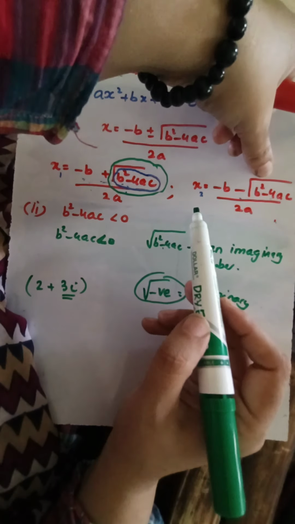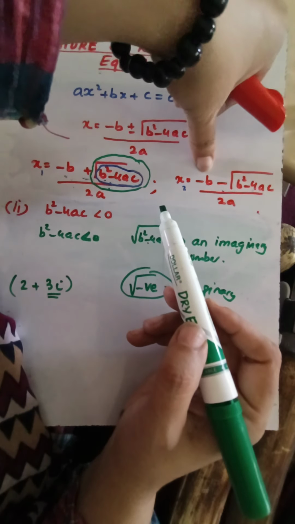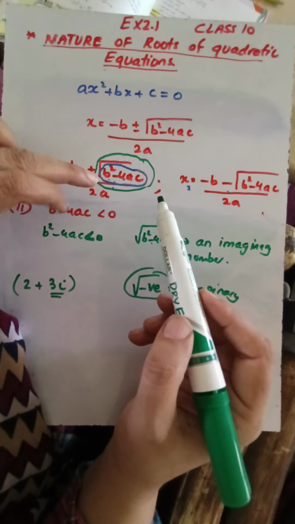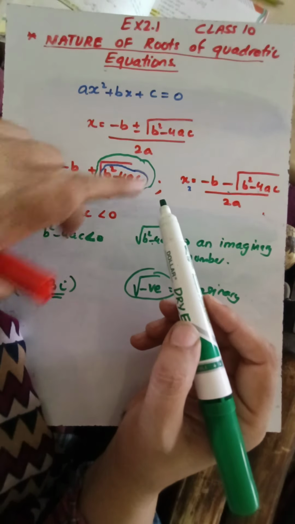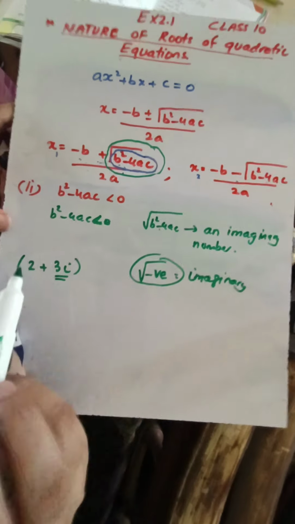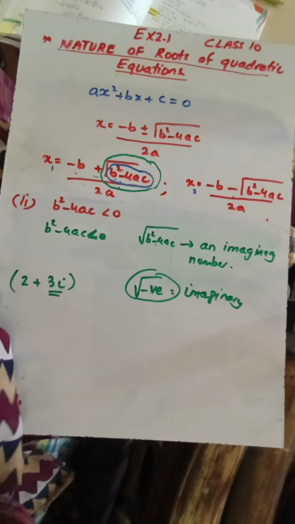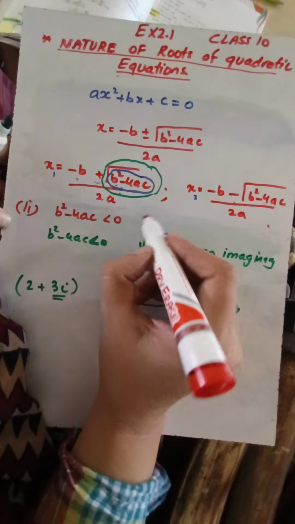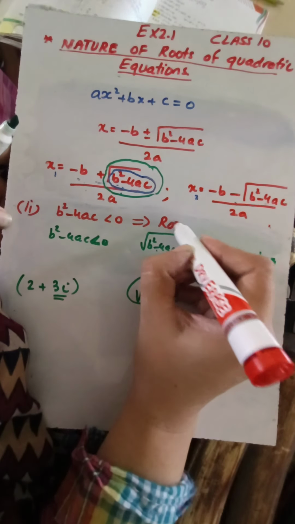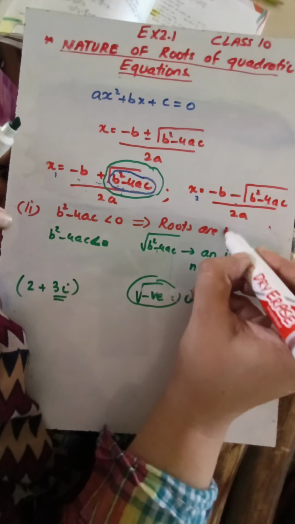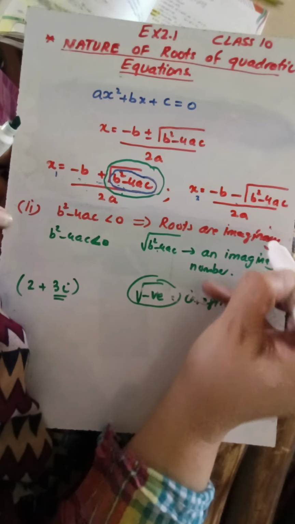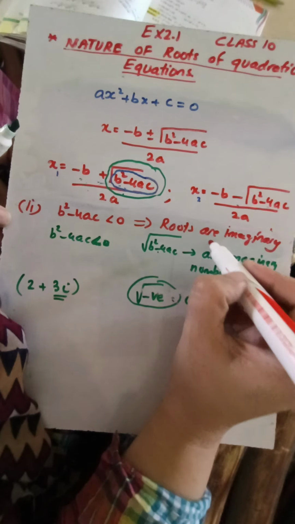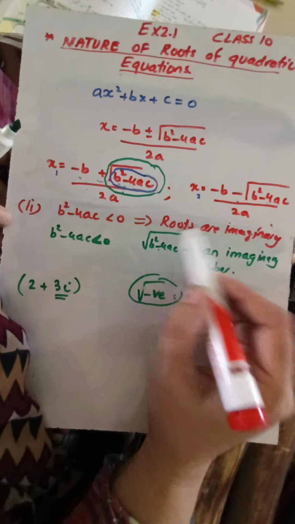Similarly, x2, whenever an imaginary number is subtracted from some real number, the answer is always an imaginary number. So the impact of its imaginary value on the whole roots will be that both the roots are going to be imaginary. I will prove it with the help of an example, then you will understand it clearly. So if b square minus 4ac is less than 0, then this implies that roots are going to be imaginary or will belong to the set of complex numbers.